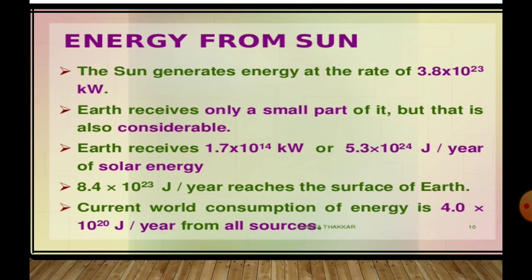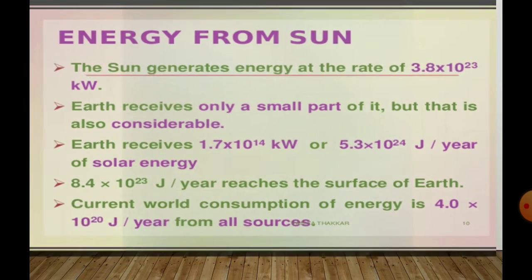Energy from the sun. The sun generates energy at the rate of 3.8 × 10^23 kilowatts. Earth receives only a small part of it, but that is also considerable. Earth receives 1.7 × 10^14 kilowatts, or 5.3 × 10^24 joules per year of solar energy. 8.4 × 10^23 joules per year reaches the surface of the earth. Current world consumption of energy is 4.0 × 10^20 joules per year from all sources.